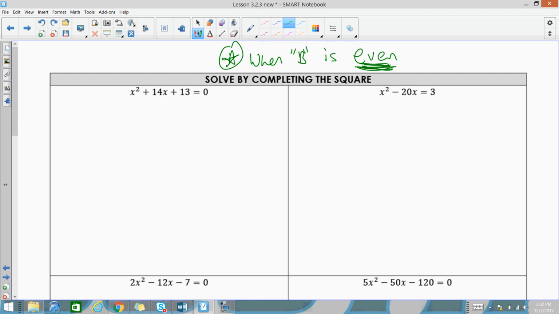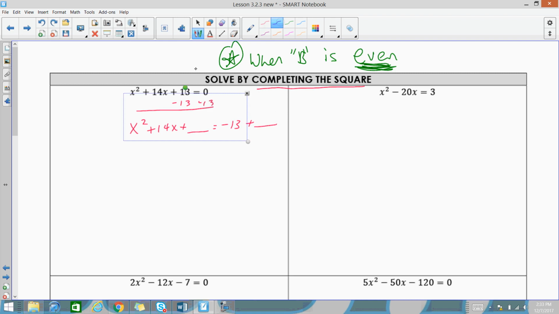So here we go. This first one, x squared plus 14x plus 13 equals 0. So the first thing when solving by completing the square is we need to have our own special c value. So we're going to subtract 13. All right. So we're going to get x squared plus 14x plus blank equals negative 13 plus blank. Because remember, whatever you do to one side, you must do to the other.